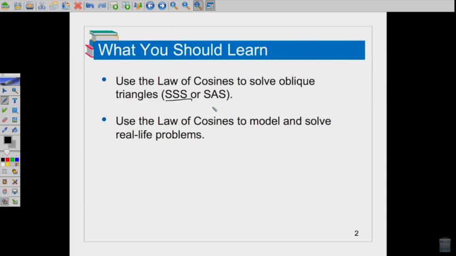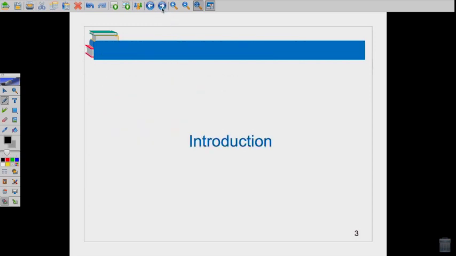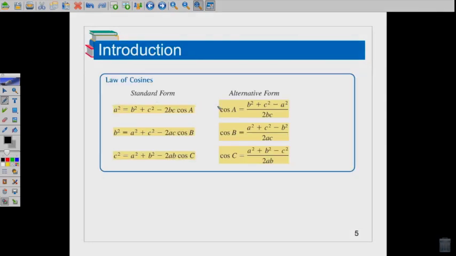We're doing this in the side-side-side case and the side-angle-side case. So we had four different cases of information that we could be given in a triangle, and we solved the first two by law of sines. We're going to solve the second two, these two, by the law of cosines. So we really don't need to wrap our heads around all six of these different formulas. One of them is fine. They're all the exact same thing.